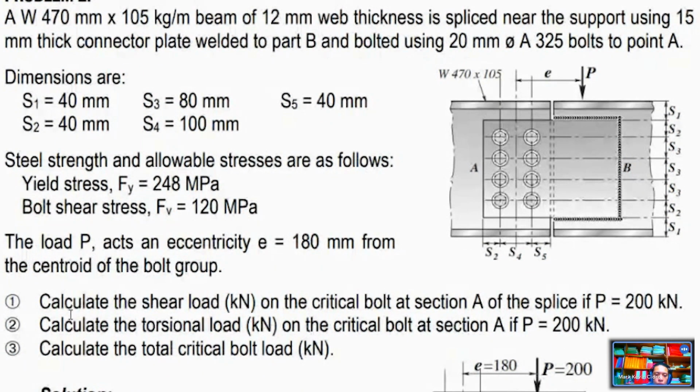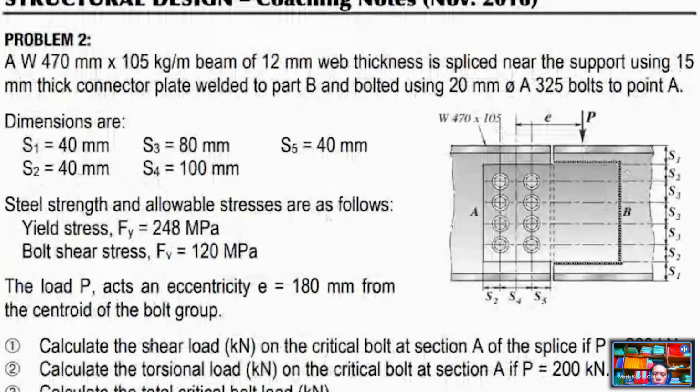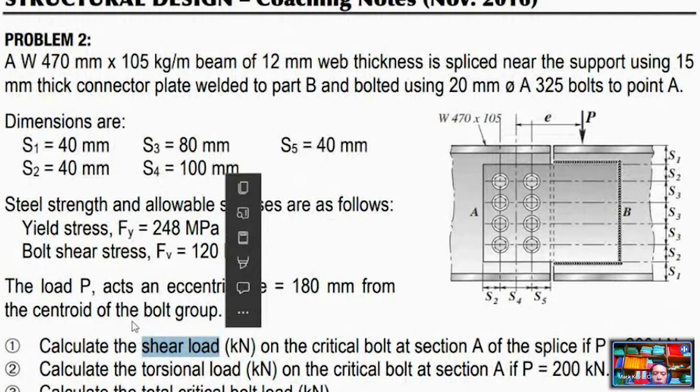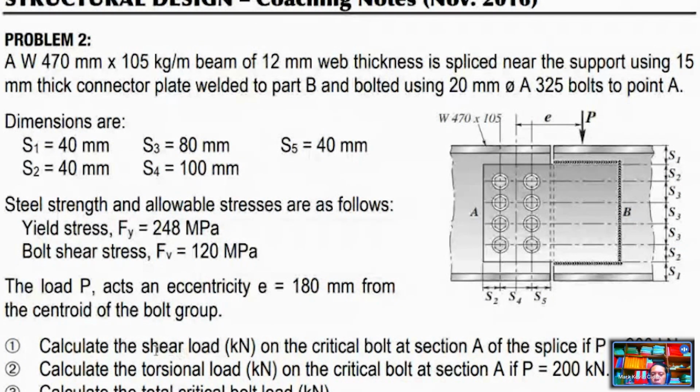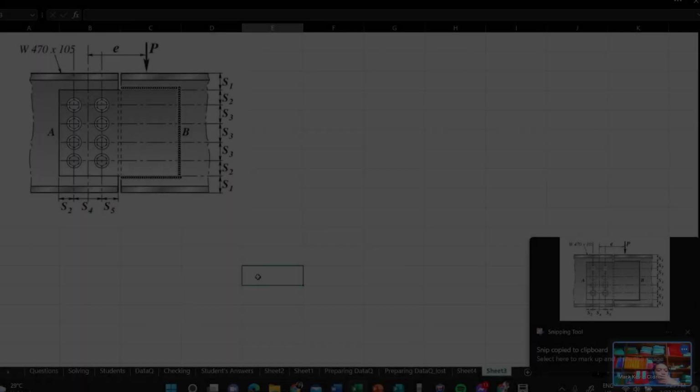The question is to calculate the shear load on the critical bolt at section A of the splice if P is equal to 200 kilonewton, where the required value is the shear load only. Okay? So how do we do that? Finding the shear load is easy, right? That's only P over the number of bolts. Easy, right? Okay.